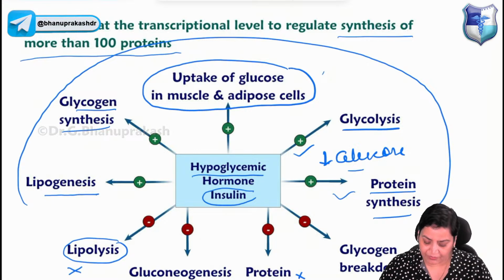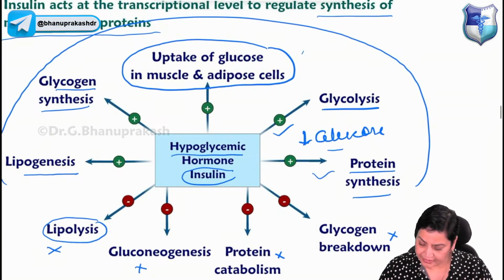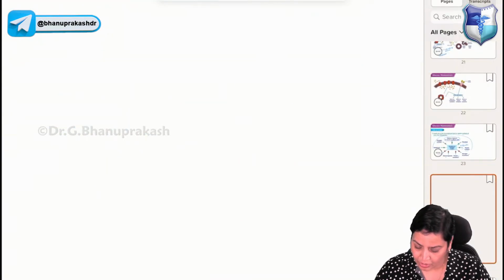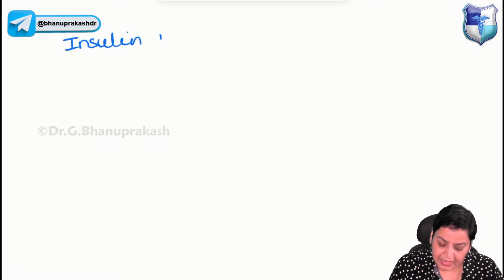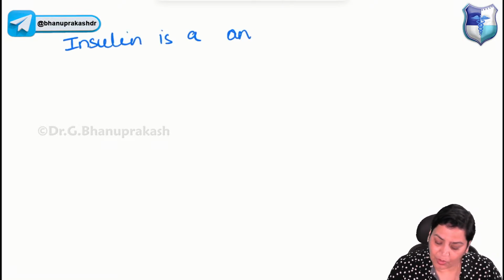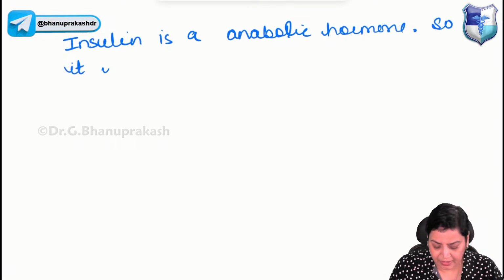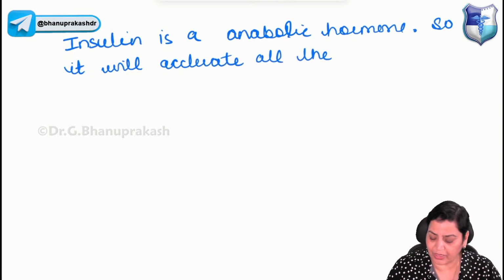So if I have to summarize the entire diagram, I'll just add one thing here. Now you have to understand this, that insulin is an anabolic hormone. Okay, anabolic hormone. So it will accelerate all the anabolic processes.